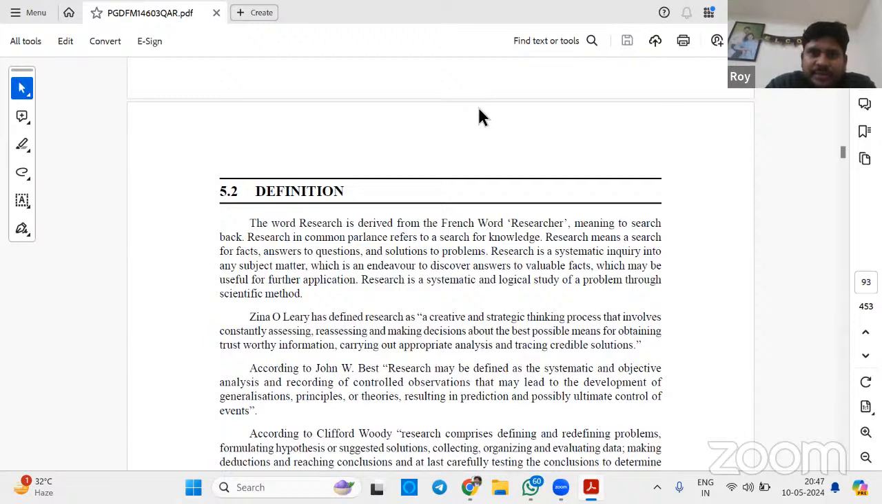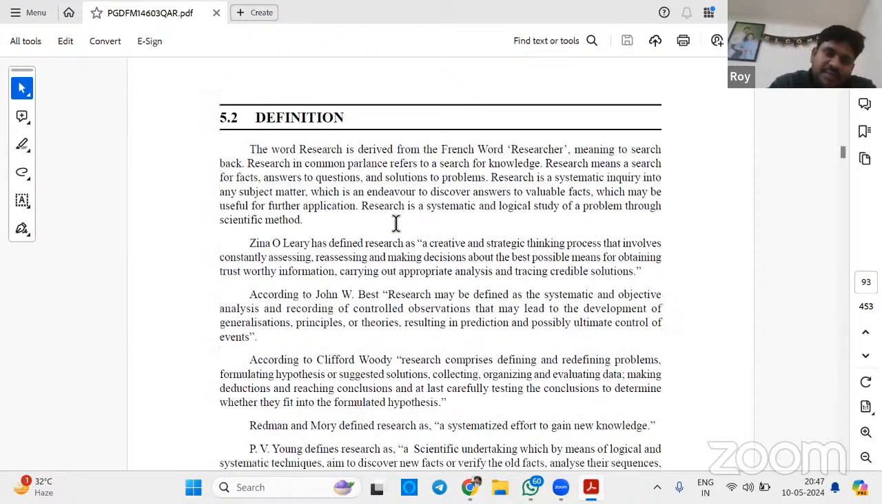And here there are different people who gave different definitions. Sir, why different definitions? Why not one? See, people can look at things in different ways, and of course, everyone's main intention is to find something, to find a solution. One definition: a creative and strategic thinking process that involves constantly assessing, reassessing, and making decisions about the best possible means for obtaining trustworthy information, carrying out appropriate analysis, and tracing credible solutions.